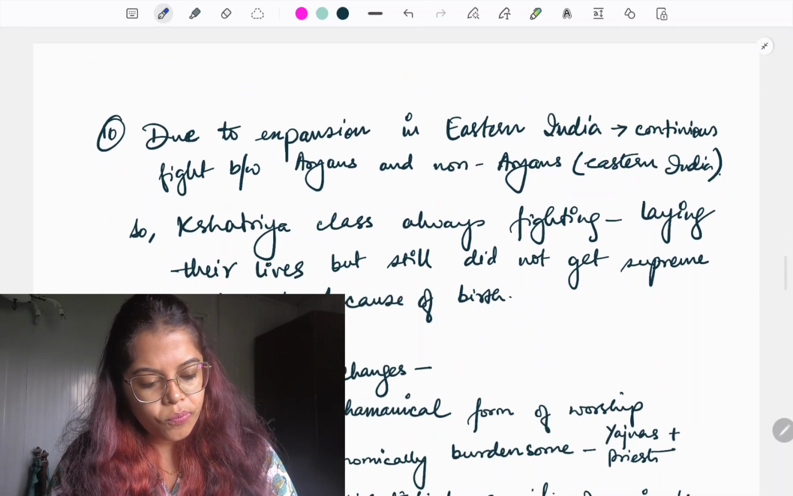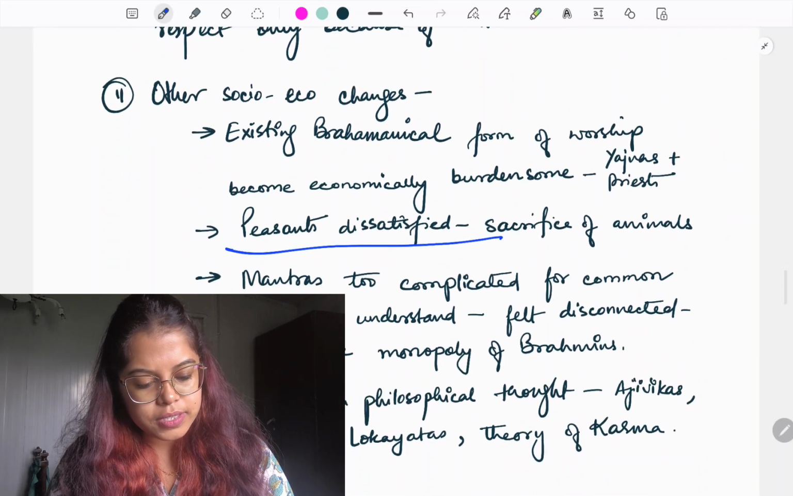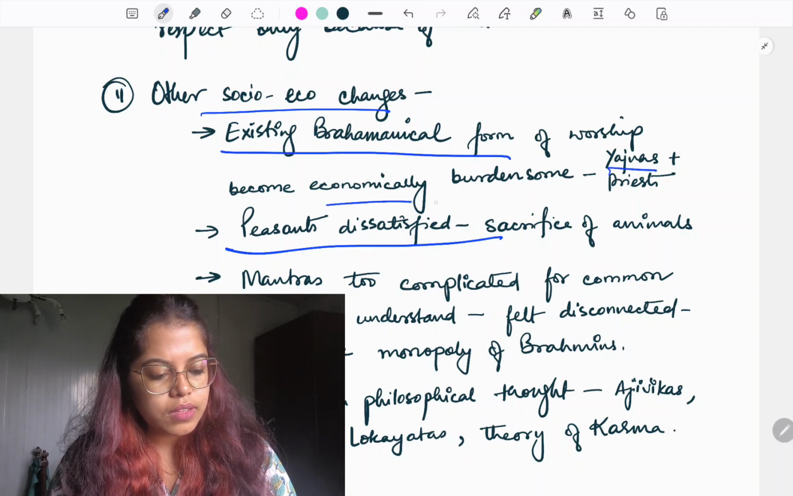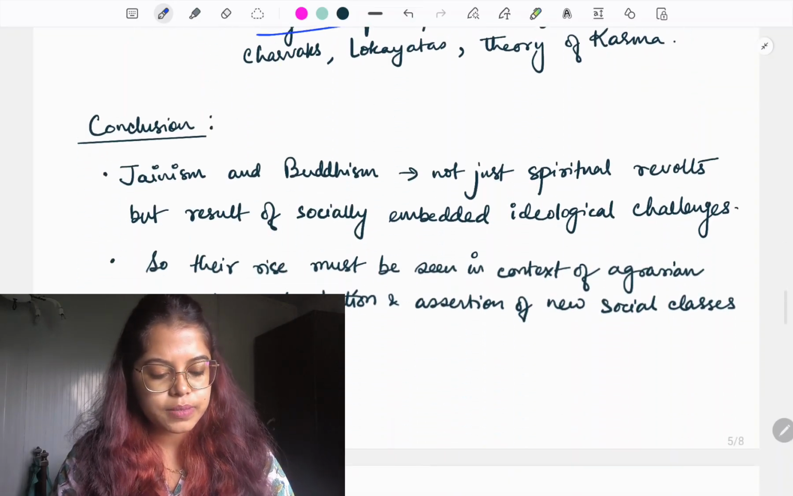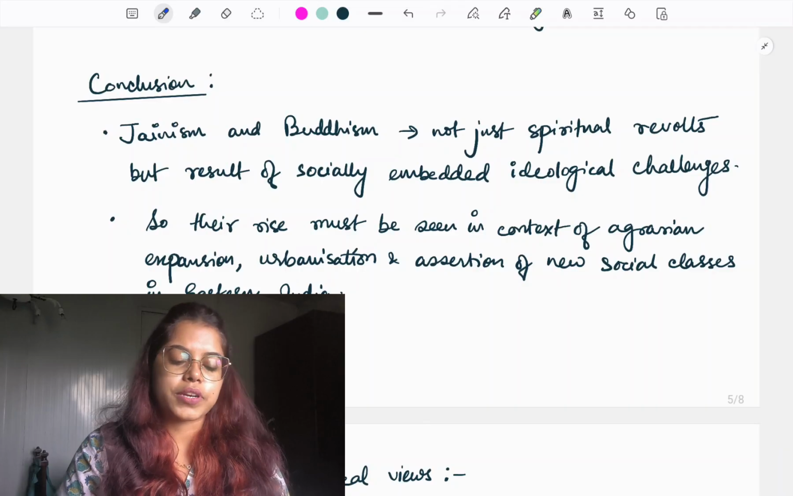Next is continuous fights between Aryans and non-Aryans, even I have explained this point. Other socio-economic changes: existing Brahmanical forms of worship, yagnas economically burdensome, priest mantras became complicated, changes in philosophical thought. I have already explained these points. Yes, so these are the things that you have to mention in the body, right?